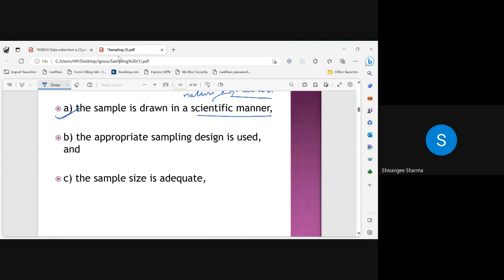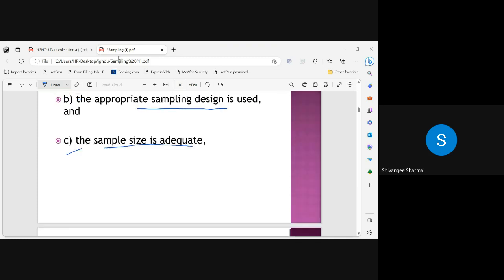Second is the appropriate sampling design is used. There are so many designs available for sampling. In some books these are referred to as sampling techniques also. There is random sampling, quota sampling, geographical location based sampling. So you have to choose as per the research what is the more required design for your sample. And the third thing which is required to attain all the advantages is sample size should be adequate. It should be the true representation of the population.